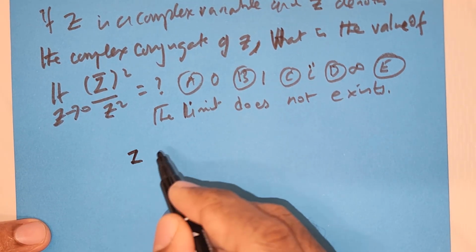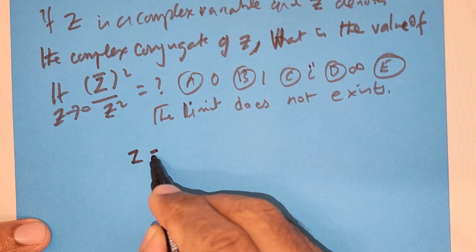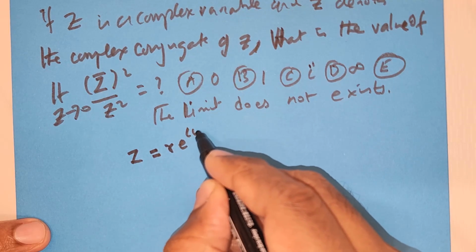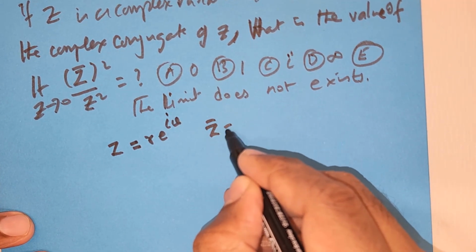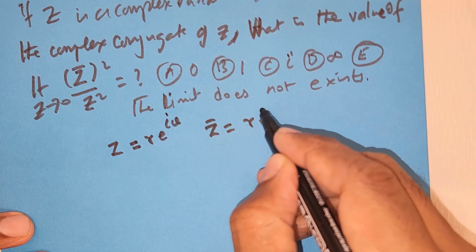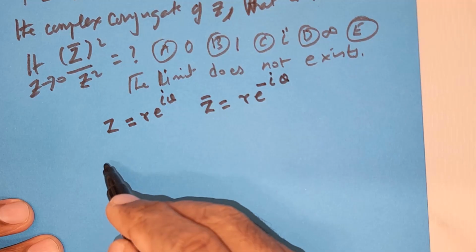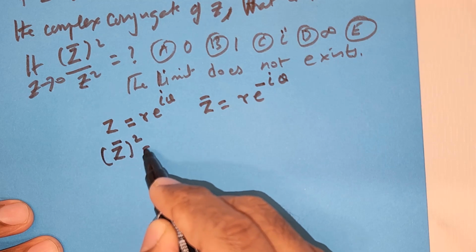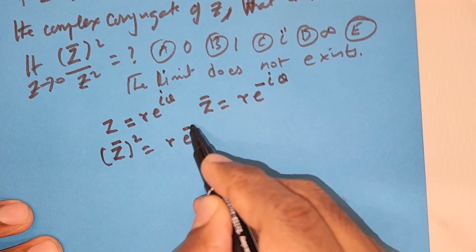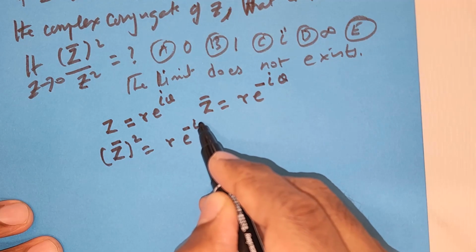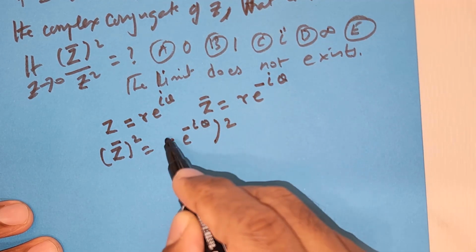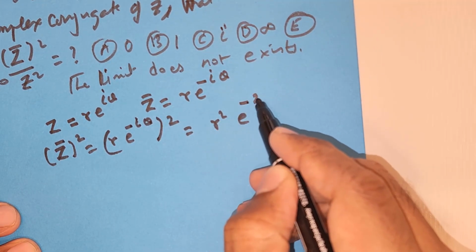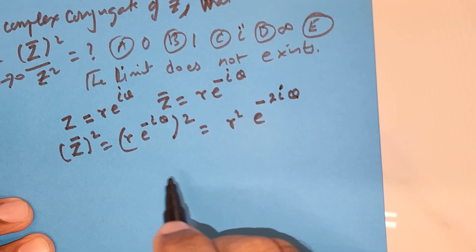Foremost, let me take z. Z in polar form is z equals r times e raised to the power of i theta, and z bar is going to be equal to r times e raised to the power of negative i theta. So if I take z bar raised to the power of 2, this is r times e raised to the power of negative i theta, the entire thing raised to the power of 2. You can rewrite this as r squared e raised to the power of negative 2 i theta. This is what I got.